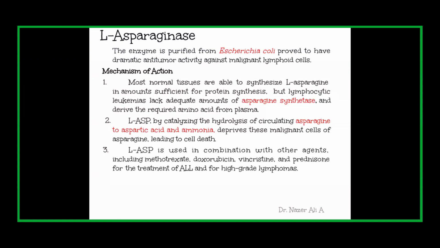Normal healthy cells can synthesize asparagine with the help of an enzyme, asparagine synthetase. But some tumor cells, especially leukemic cells, lack this enzyme and depend on an exogenous supply for their survival. Now we are giving L-asparaginase, an enzyme that breaks asparagine into ammonia and aspartic acid. As a result, there will be a depletion of asparagine, so protein synthesis will not happen. The cell cycle will get arrested at G1 phase, and the cell will undergo apoptosis.